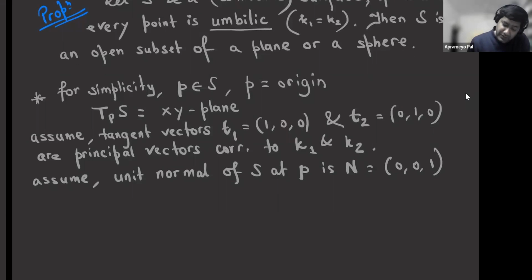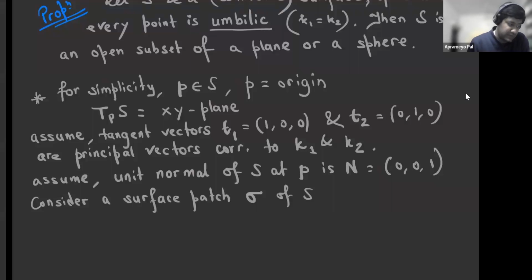Now let me consider a surface patch sigma of S with sigma(0, 0) equal to the vector 0.